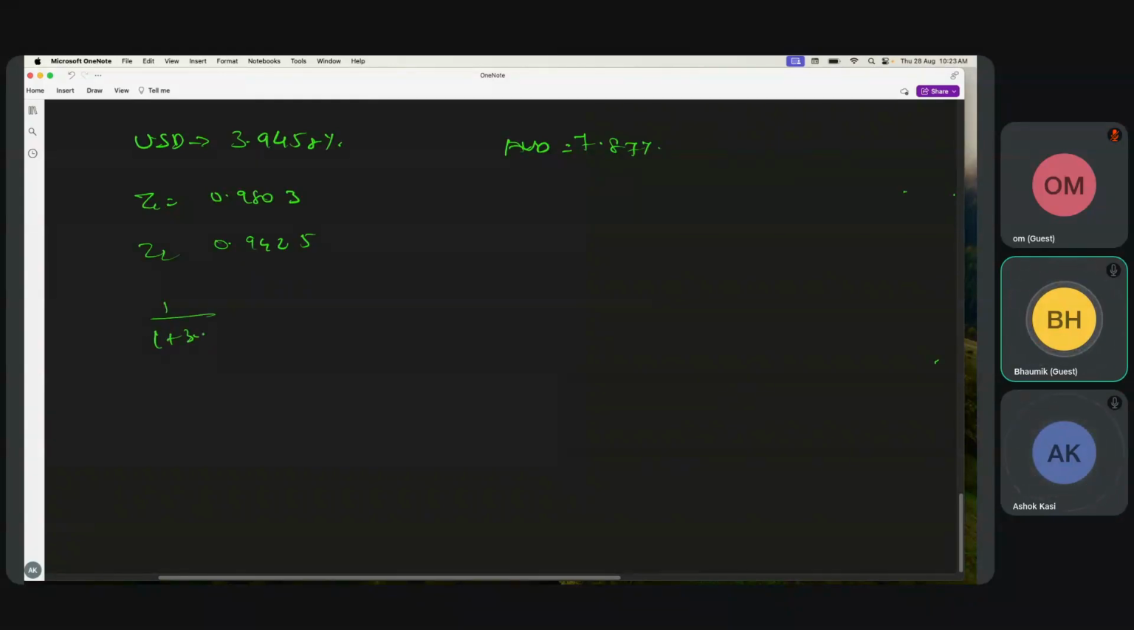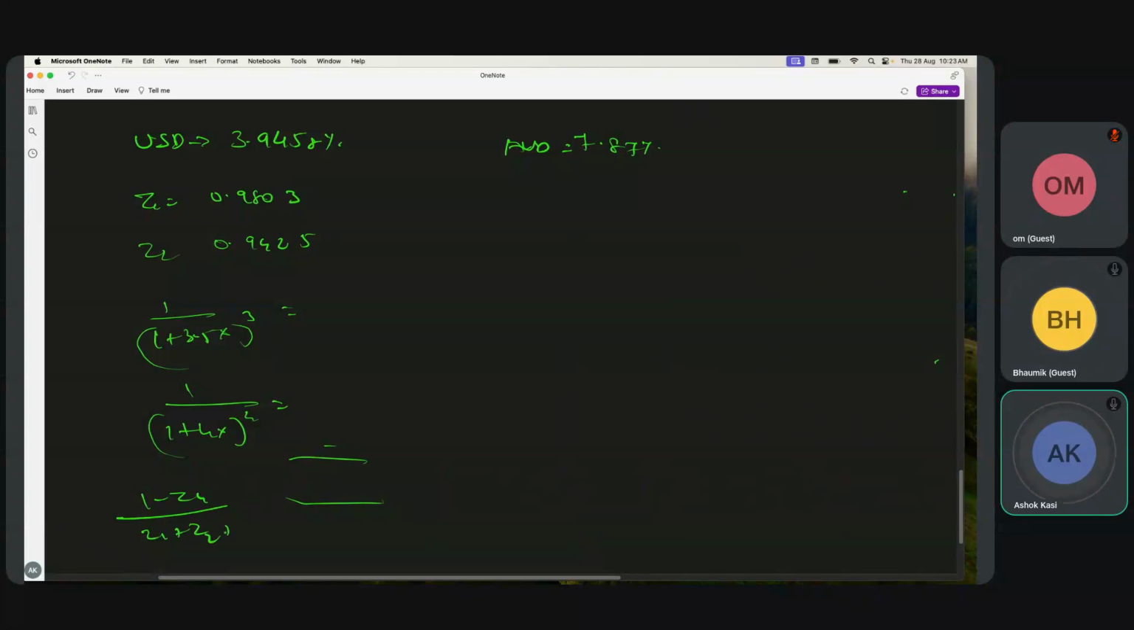Sir, 1 plus 3.5% raised to 3. You should have done it like this only, right? Yeah. And 0.8548. So this is all a decimal problem then. It is reaching 1 minus Z4, so Z1 plus Z2 plus Z3 plus Z4 is equal to 3.9458. Okay, I'll calculate it.